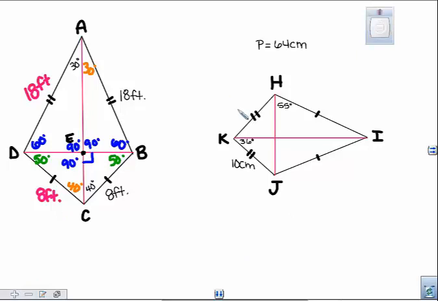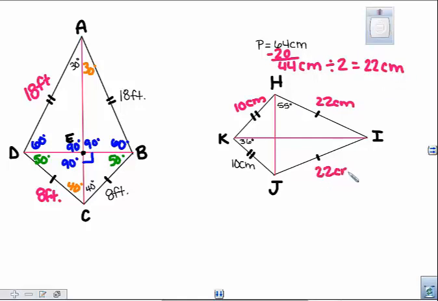Okay, now on this one, our side lengths, we can go ahead and label this as 10 centimeters. Okay, but we don't know either of these. We do know the perimeter is 64. Perimeter is all the way around. So if I've used 20 centimeters, that leaves me with 44 centimeters to split evenly between these two. So divide that by 2, and each of these sides must be 22 centimeters.